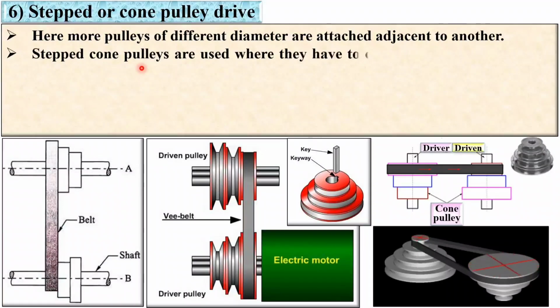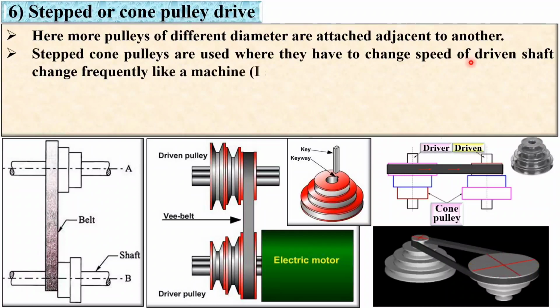Step or cone pulleys are used where you have to change the speed of the driven shaft frequently, like in a machine. In a workshop you can see the lathe machine, milling machine and many more, where you have to change the speed of the driven shaft frequently. So at that time this type of arrangement is generally used.